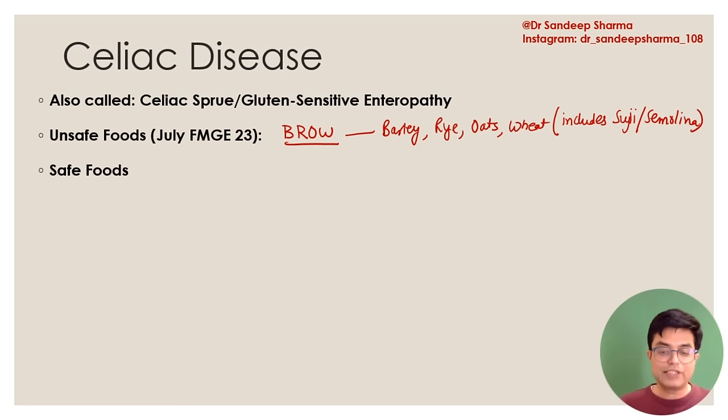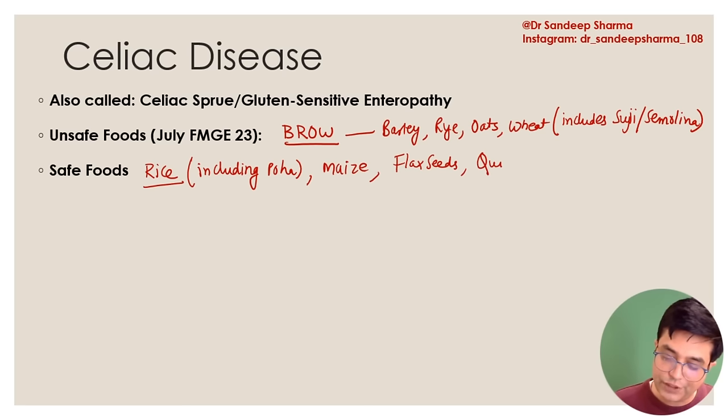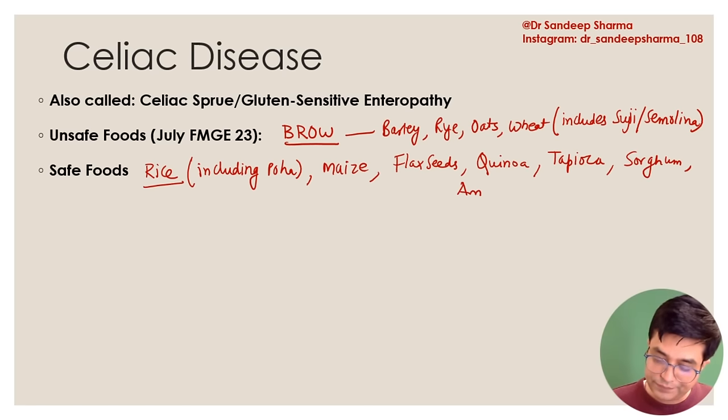On the other hand, if the question says what are the safe foods, rice is safe, including poha, right? So, if you say poha, that is a safe food. Maize is safe. Not just that, flax seeds are safe. Quinoa rice is now, you know, available in all these restaurants. That is safe. Tapioca, particularly in Kerala and South India, you will find tapioca based products. Sorghum, which is a type of millet, is safe. There is a millet called amaranthus, which is safe. And finally, chia seeds, they are safe.